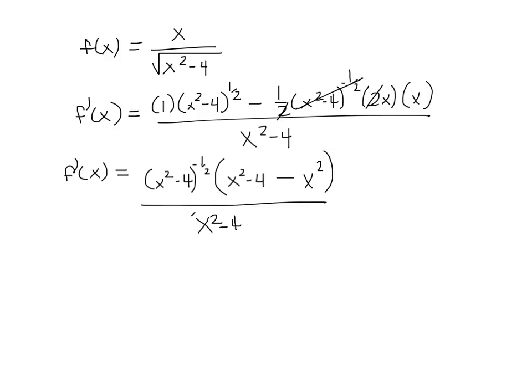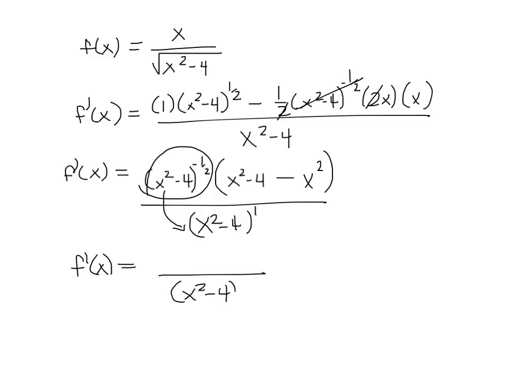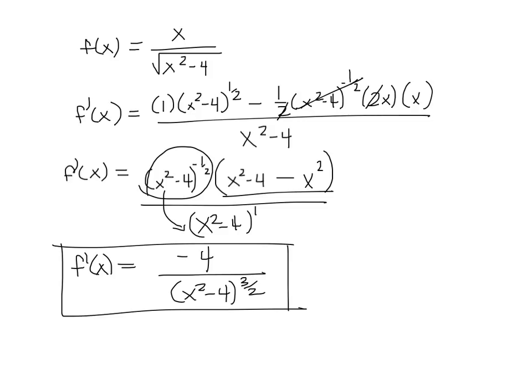Now that x squared minus 4, remember, in the bottom is to the first power. So now I'm going to take this and bring it to the bottom and add those exponents. So f prime of x is going to be equal to, the bottom will be x squared minus 4 to the 3/2 power. And then on top I'm going to have x squared minus x squared cancel, and we have -4. And there's our derivative. So that's part D.